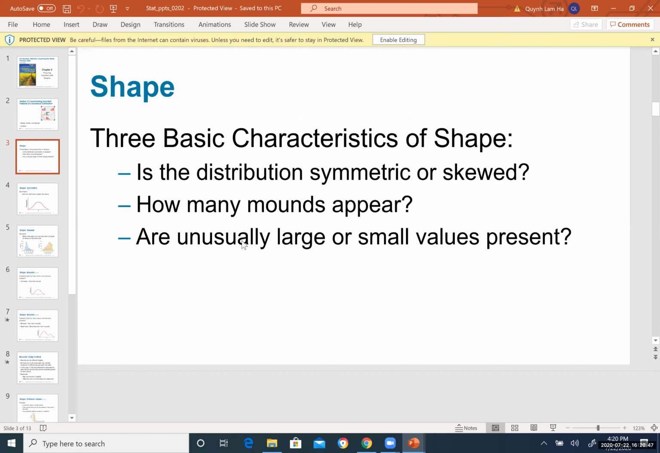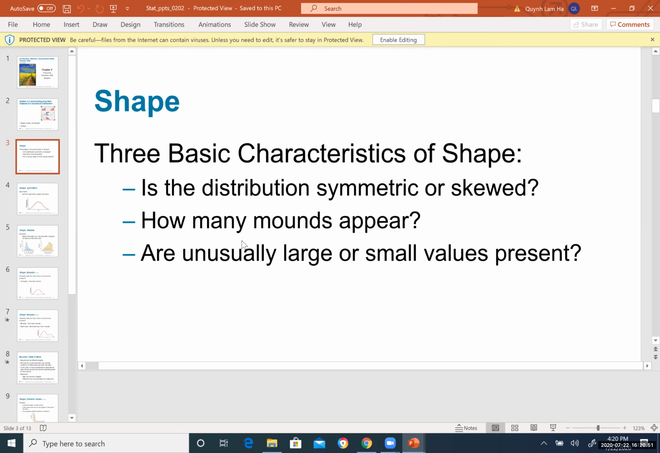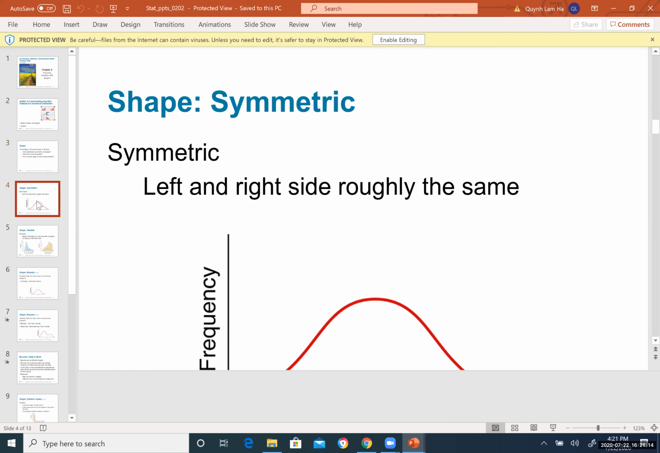For this one, let's focus on the shape. There are three basic characteristics of the shape. Is the distribution symmetric or skewed? How many mounds appear? Are unusually large or small values present? Those are the questions that you ask yourself.